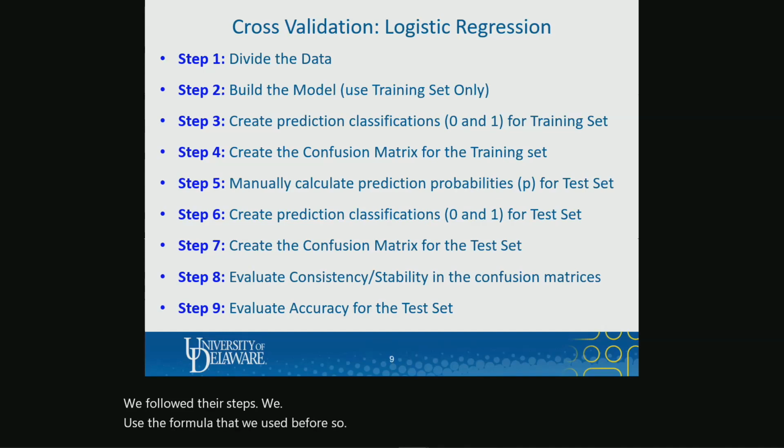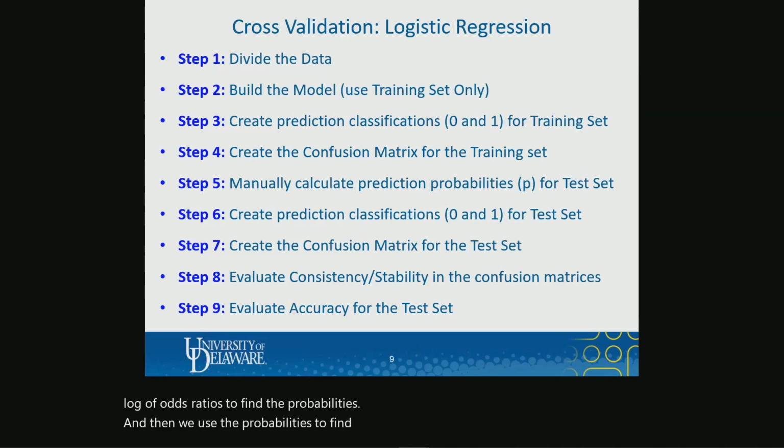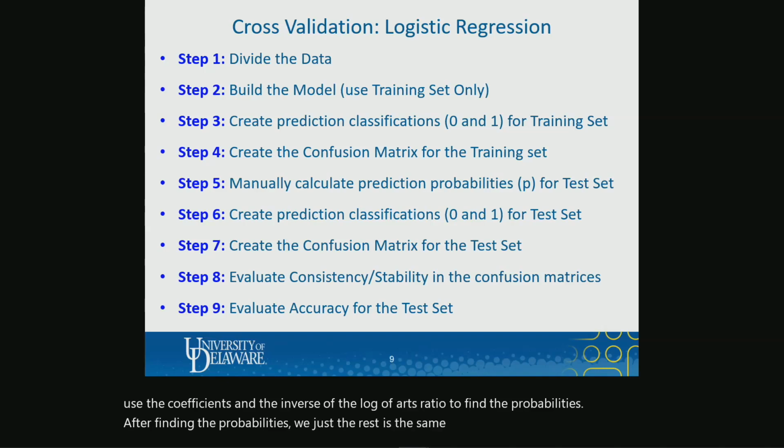So at the beginning of the class, how did we do the prediction? We use the coefficients to find the right-hand side, and then we have the log of odds ratios, and then we use the inverse of the log of odds ratios to find the probabilities. And then we use the probabilities to find the zeros and ones. After finding the probabilities, the rest is the same as the training set.